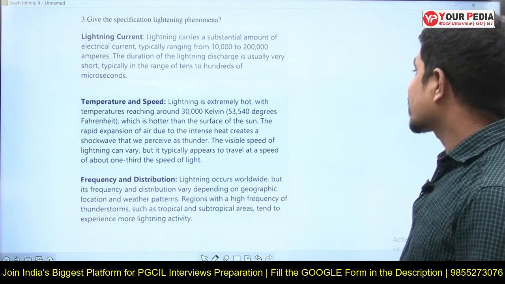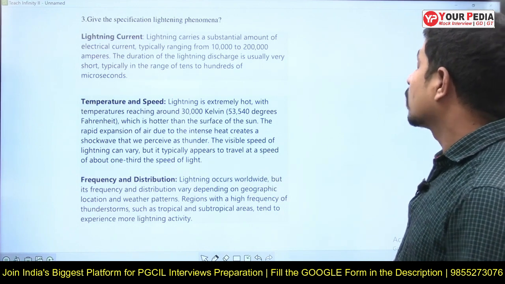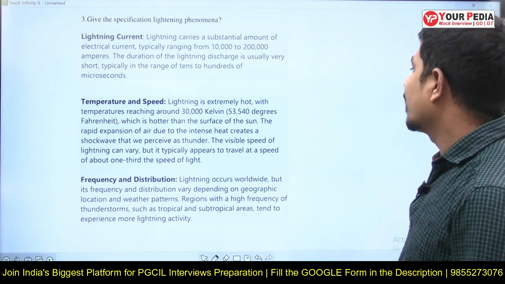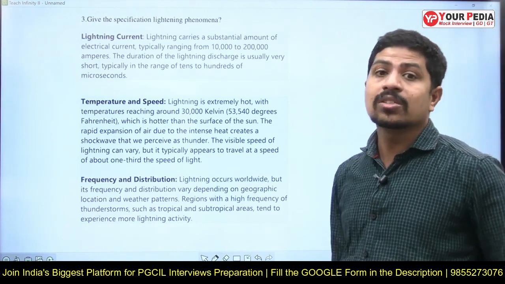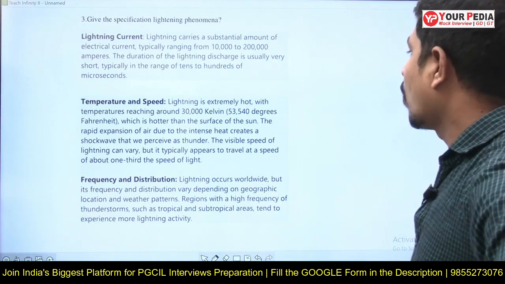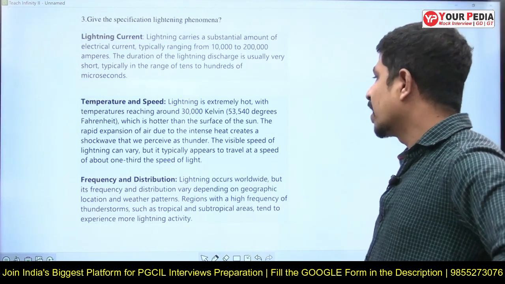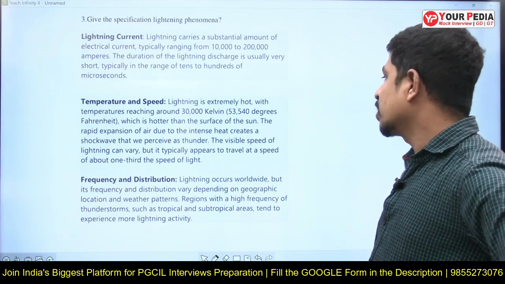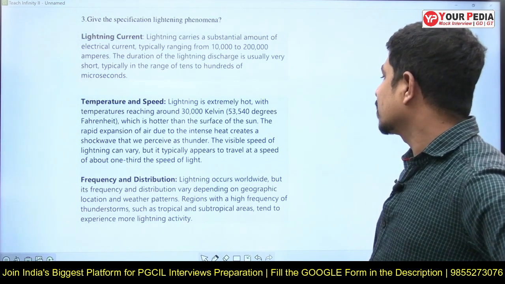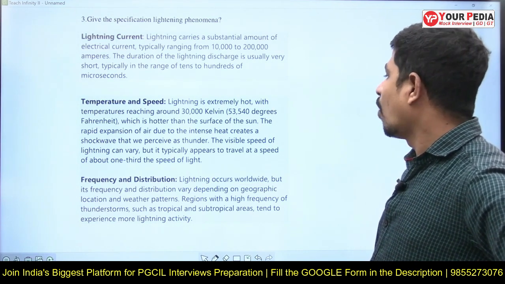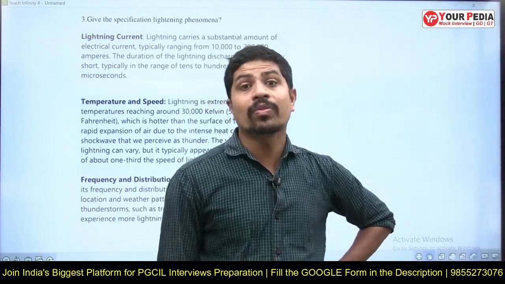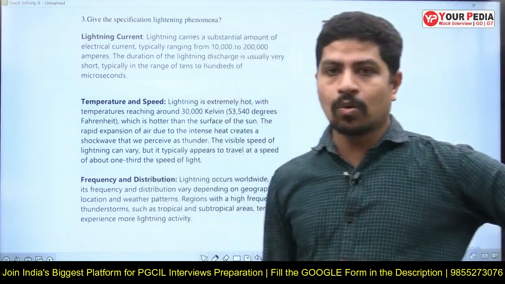Temperature and speed. Lightning is extremely hot with temperature reaching around 30,000 Kelvin, meaning 53,540 degrees Fahrenheit, which is hotter than the surface of the sun. The rapid expansion of air due to the intense heat creates a shock wave that we perceive as thunder. The visible speed of the lightning can vary, but typically it appears to travel at about 1/3 of the light speed. See, the speed of this lightning wave is 1/3 of light speed. It's not equal to light speed.